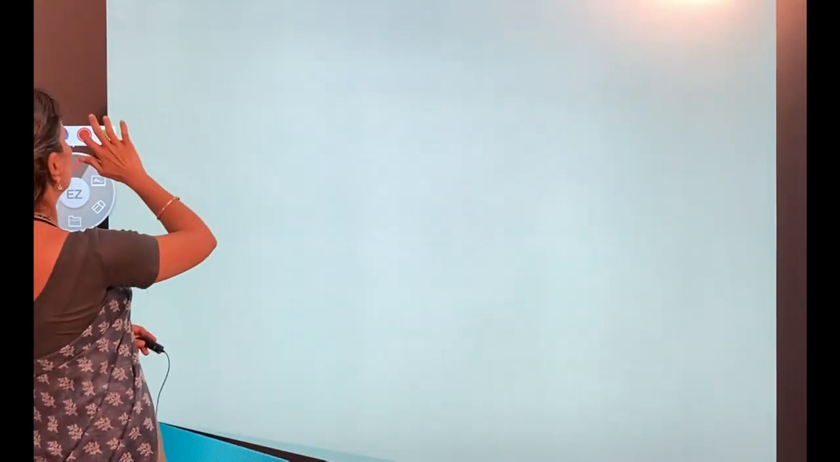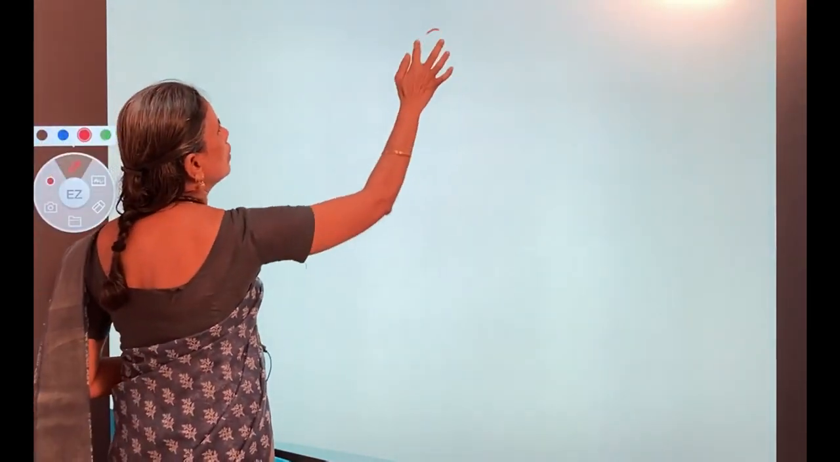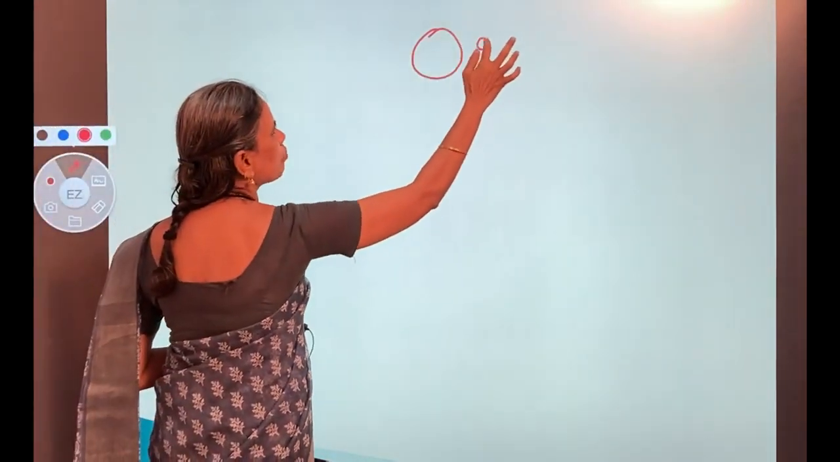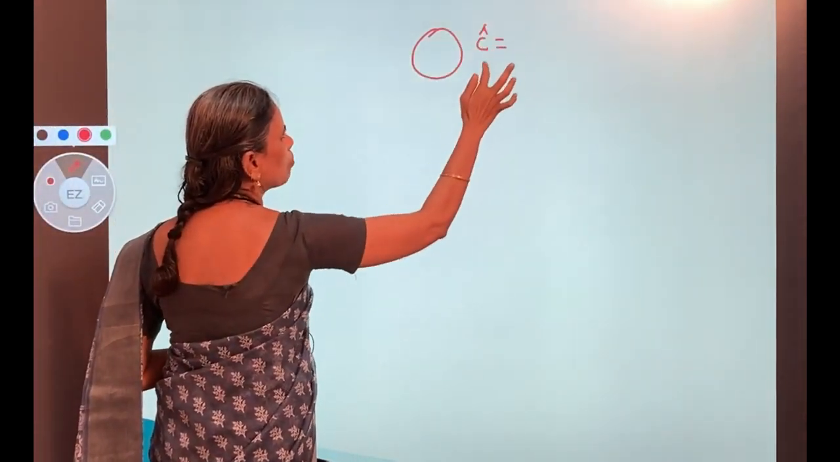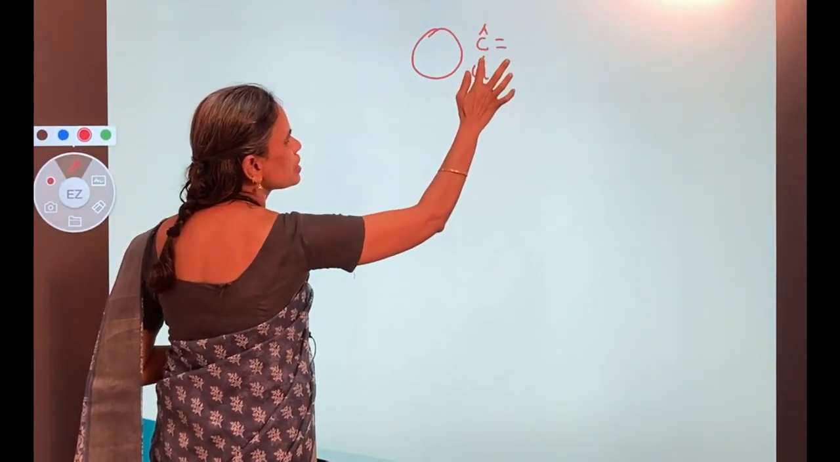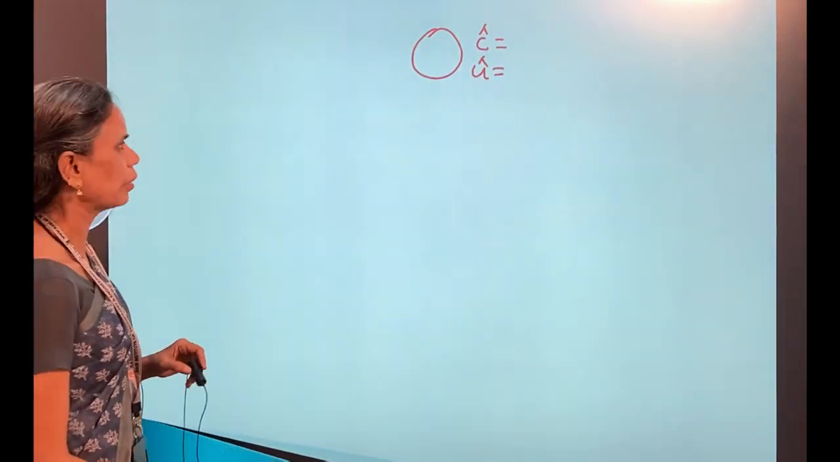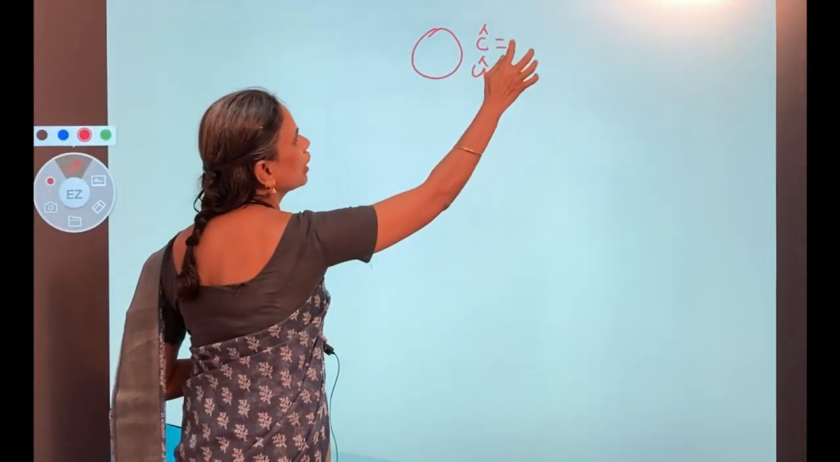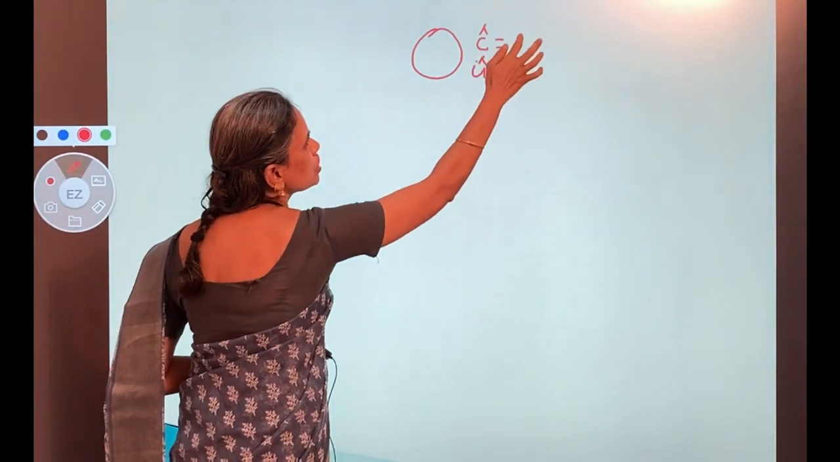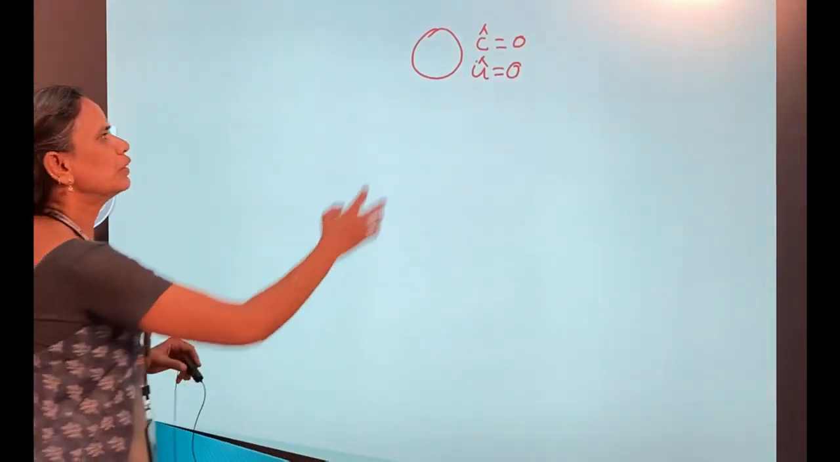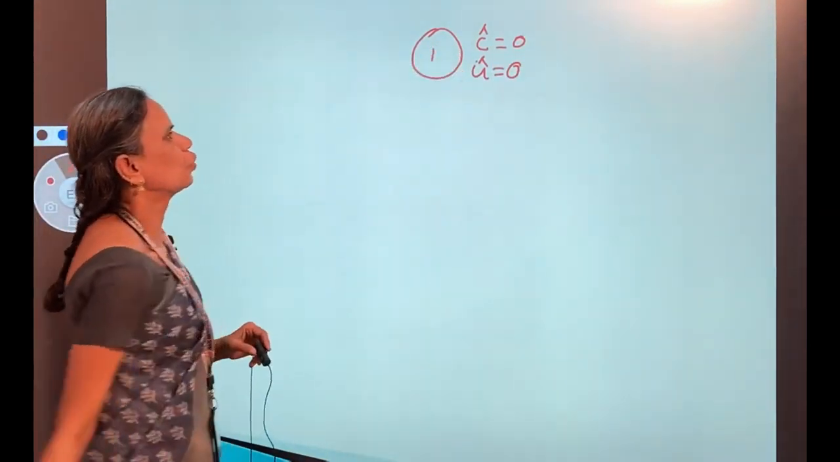So first, take a dummy node with C cap, where C cap represents the lower bound and U cap represents the upper bound. For each and every node we have to find the lower bound and upper bound. Take C cap as 0 and U cap, the upper bound, as 0. Mark this as node 1.